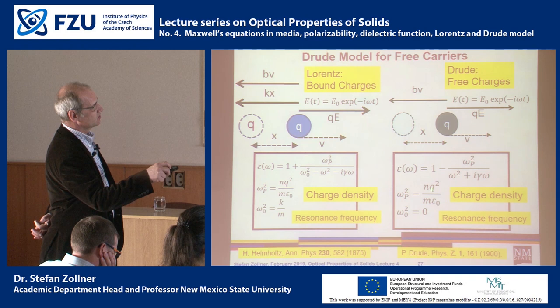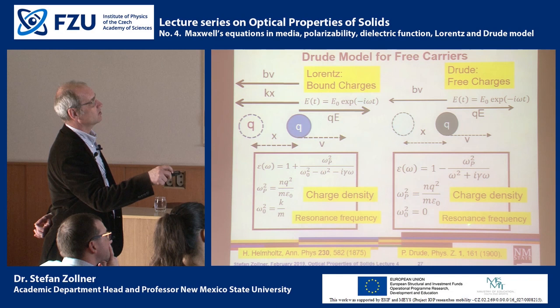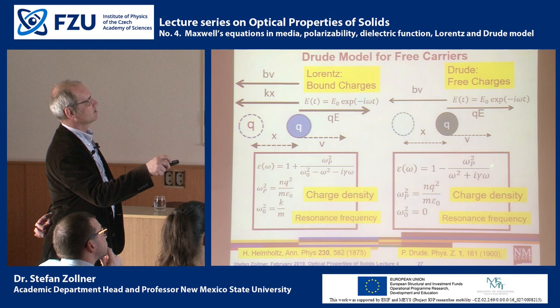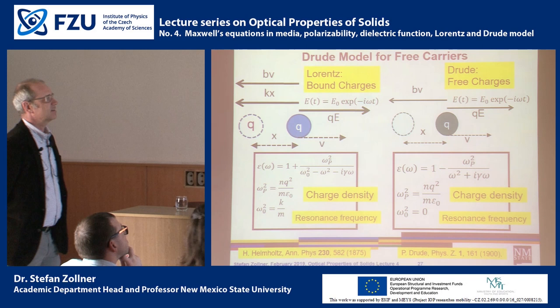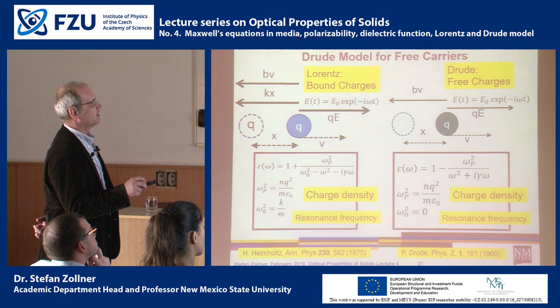So now for free charges, there is no resonance frequency anymore. Instead, we just have a charge density, which is related to the plasma frequency, and we have a damping constant. The resonance frequency is 0. And this model was used by Paul Drude in 1900 to explain the optical properties of metals. And he already measured the refractive index as a function of wavelength at a small number of wavelengths using ellipsometry.